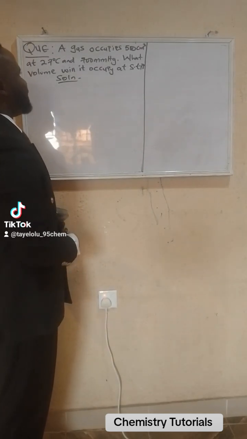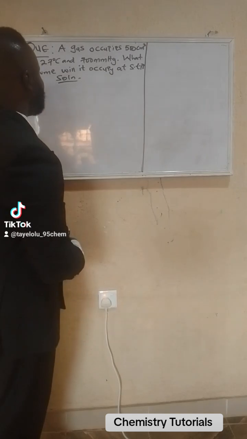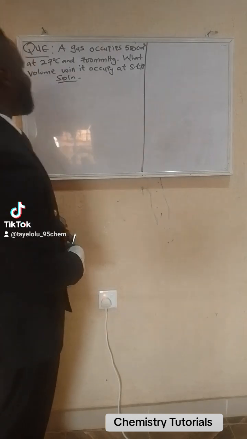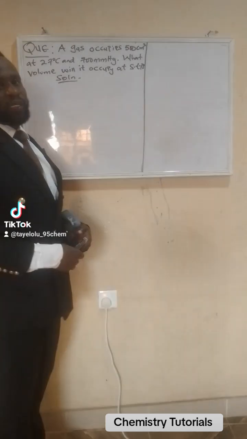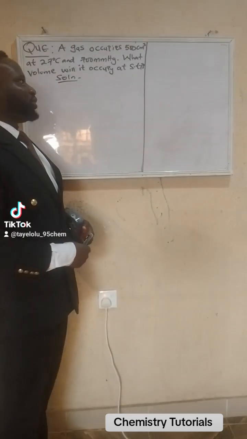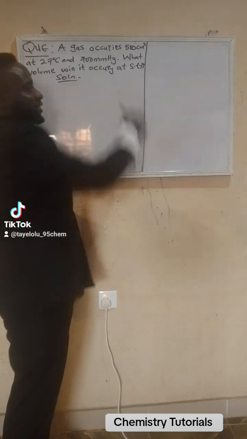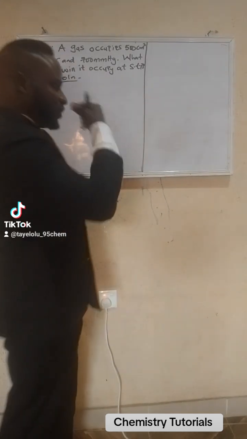So today we are going to be solving this question, and the question reads thus. A gas occupies 500 cm³ at 27 degrees Celsius and 700 mmHg. What volume will it occupy at standard temperature and pressure? That's STP. Okay, so let's solve this question.